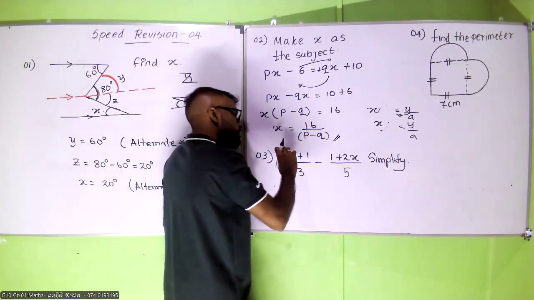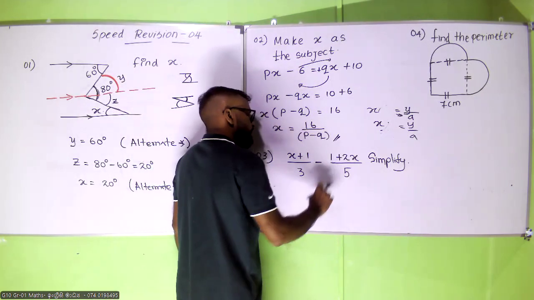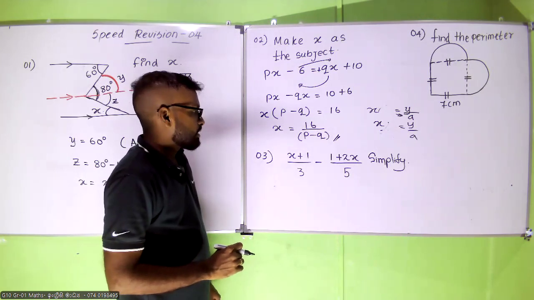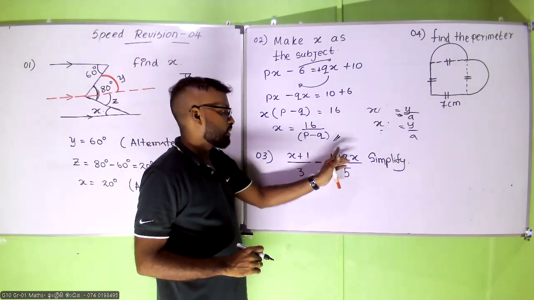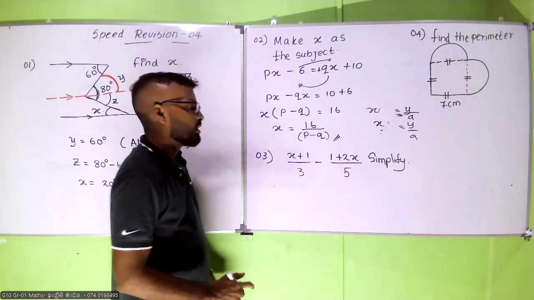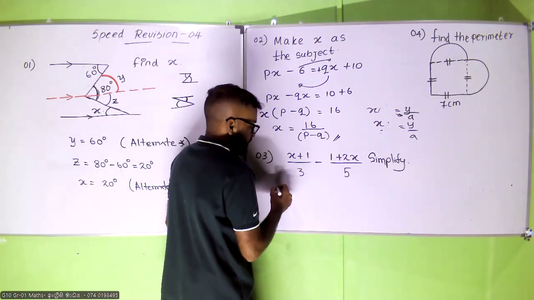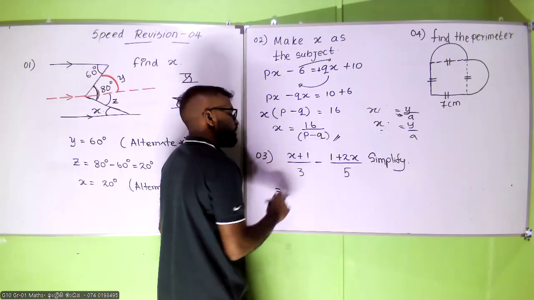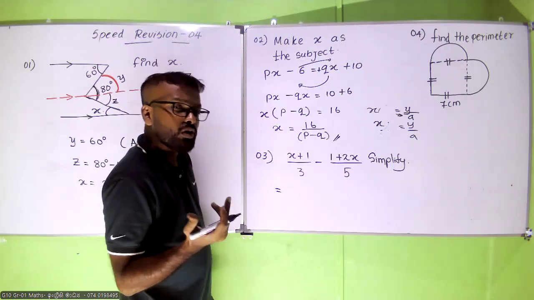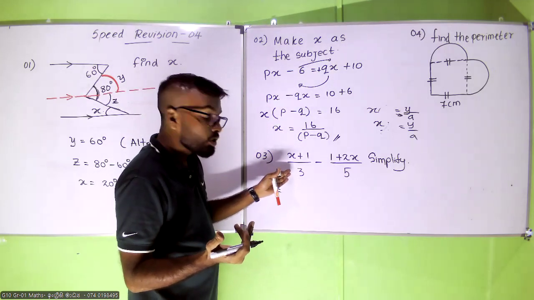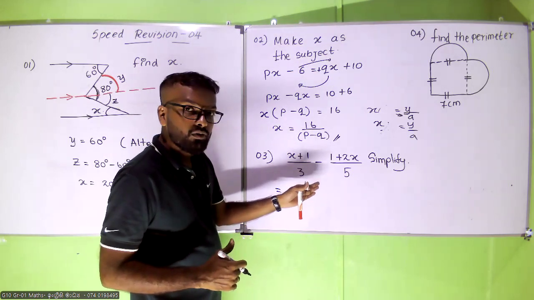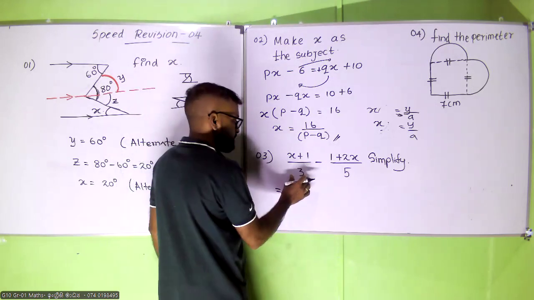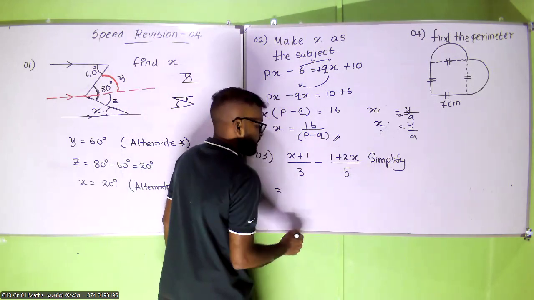Right? This is two fractions to be subtracted. Right? So x plus 1 divided by 3 minus 1 plus 2x divided by 5. Right? So the two denominators, 3 and 5, are different. So you have to find the common denominator, which is your LCM. LCM of 3 and 5 is 15. So convert this 3 into 15, 5 into 15.